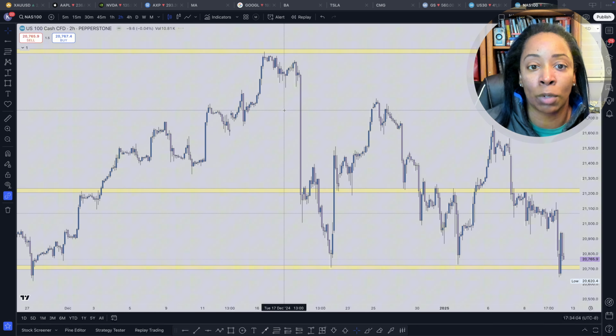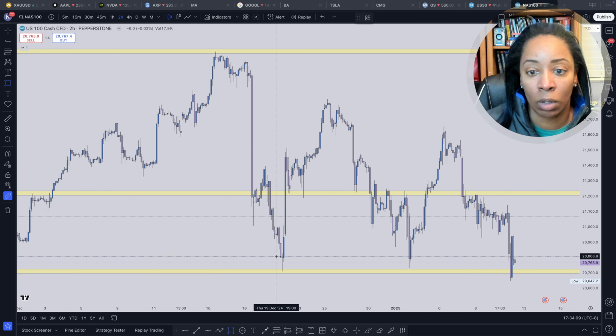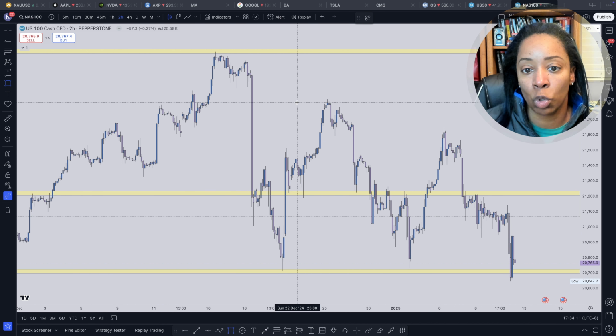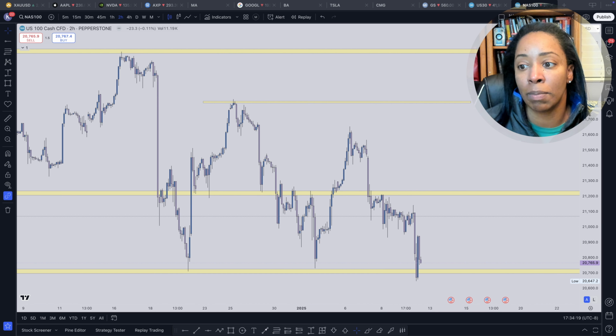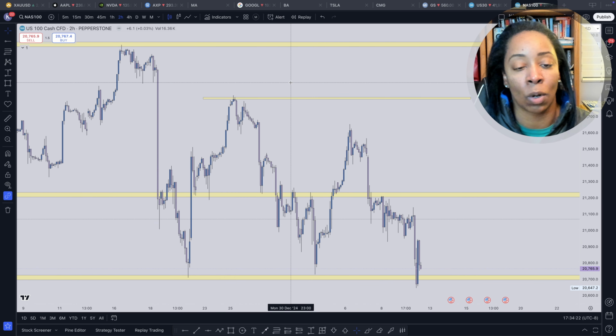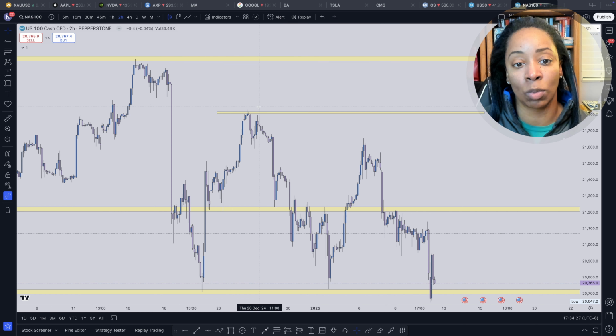So the first thing I'm going to do is draw a level right here at around 21,800, let's say. So just draw a level right there. I like to keep my boxes very slim, but I also think of these as zones. And you can see that on this chart, I have thicker boxes with thinner boxes.